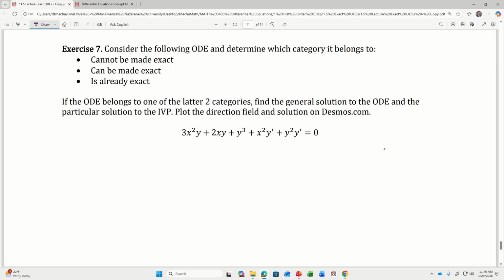Okay, so the first thing I do if I see this is I'm trying to rewrite it as M plus N y prime equals 0. In other words, M would be equal to 3x squared y plus 2xy plus y cubed, and N would be equal to x squared plus y squared.